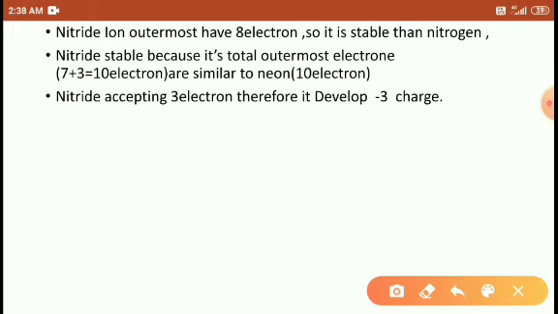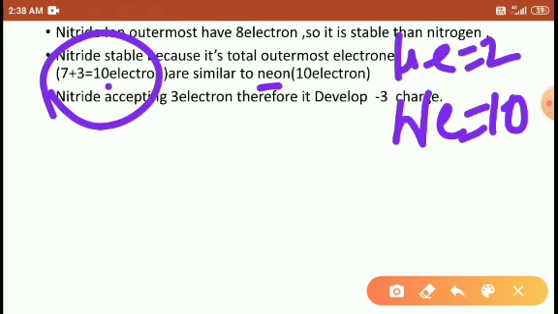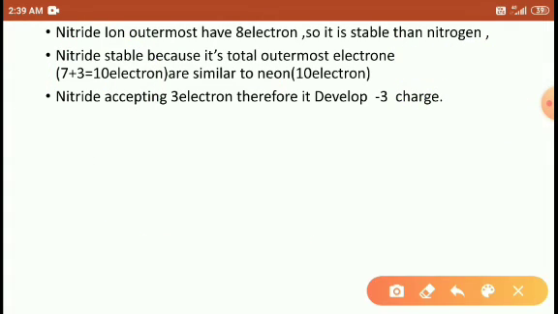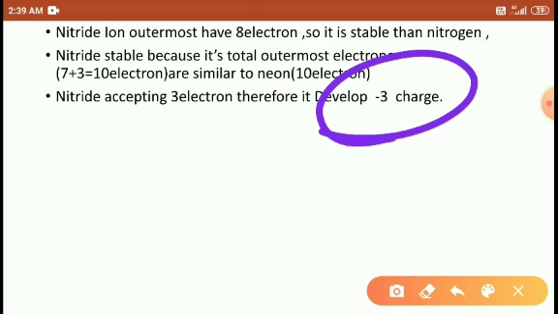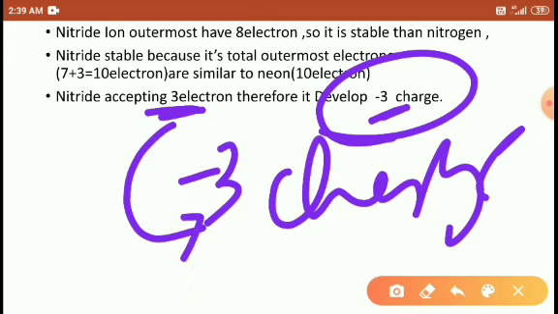So nitride is stable because the total electrons, 7 plus 3, is 10, and 10 is similar to neon. Already we discussed the group of helium and neon: helium is 2, neon has atomic number 10. So the nitride electronic configuration becomes equal to neon, so that's why it is stable. Right? So nitrogen accepts electrons to develop a negative charge. It develops a -3 charge by accepting 3 electrons.